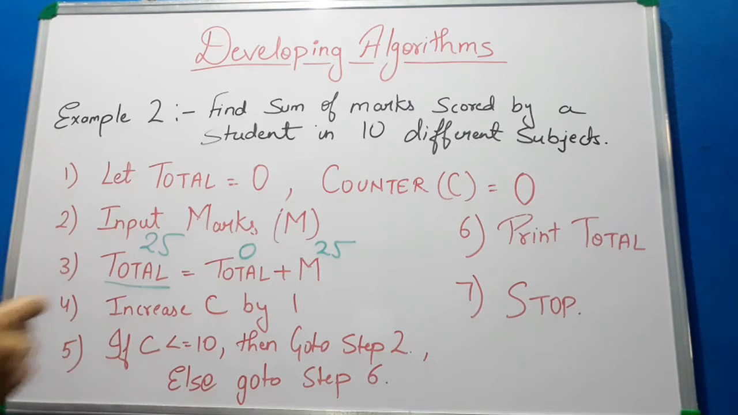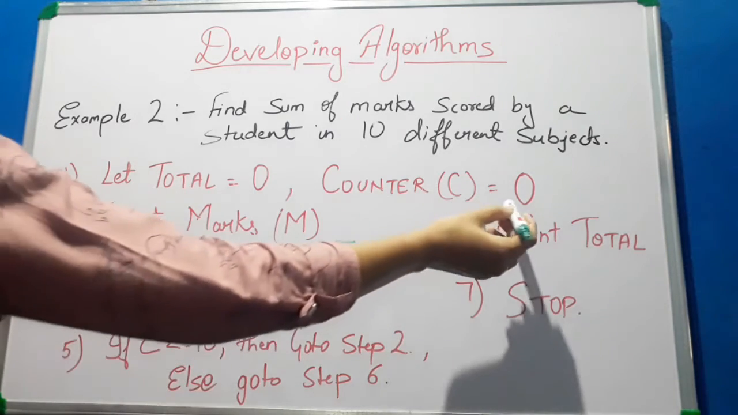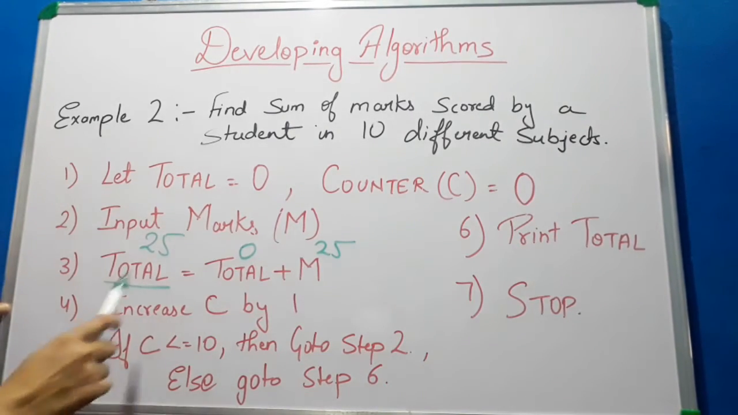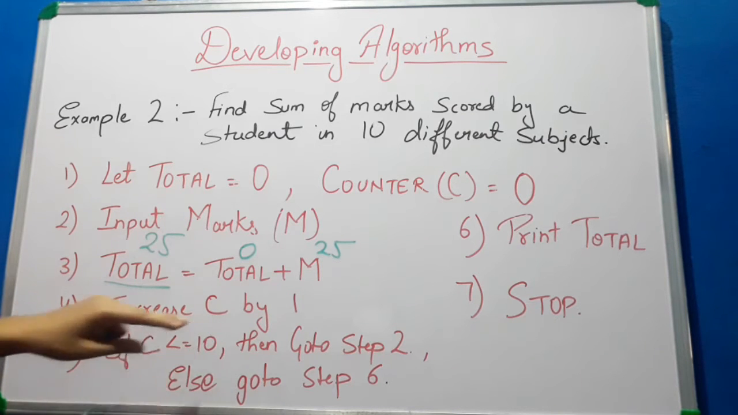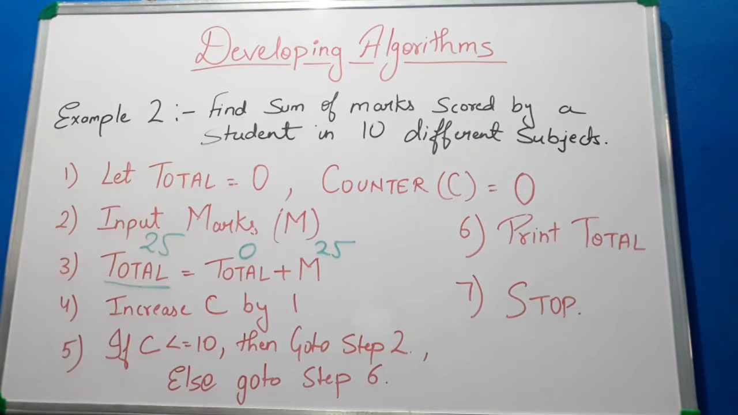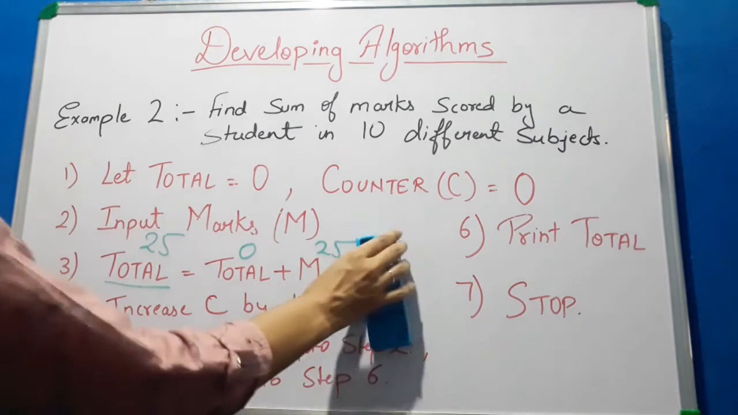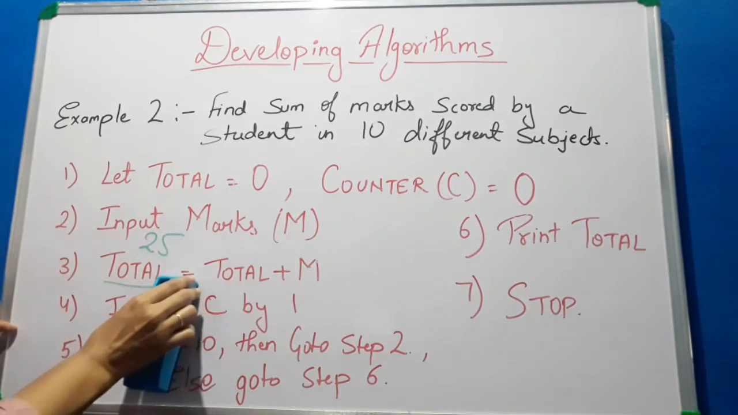And now the next step is increase C by 1. Here the value was 0. Now after this process you will increase the value by 1. Why? Because you have to input the marks of the other subjects. Clear? Okay. So now in this total there is the value 25.